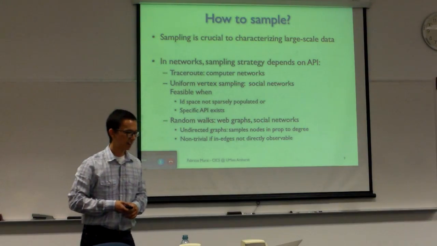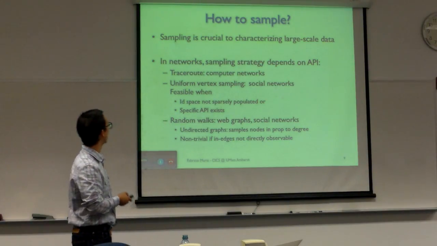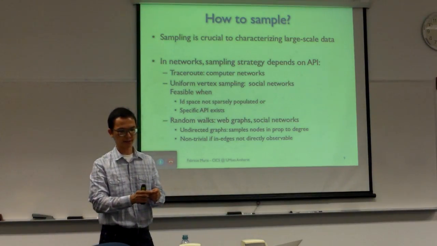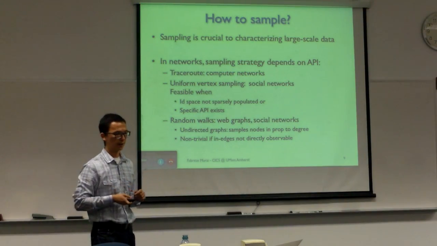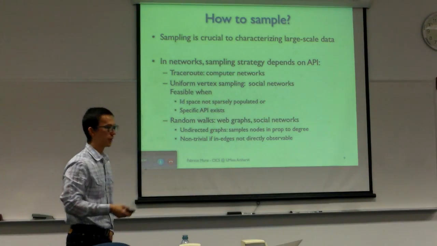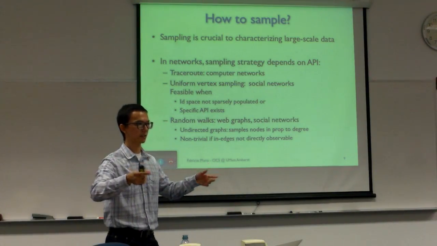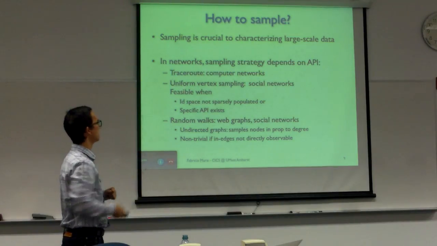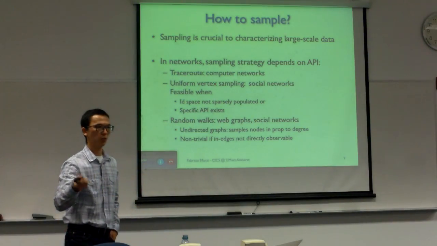Okay. So the sampling strategy is going to depend on this API. For example, you can use a software called traceroute to sample computer networks by sampling all the routers on a path between your computer and an IP on the internet. You might be able to do uniform vertex sampling in social networks if you know that the user IDs have a given number of bits. Then you can generate these IDs at random and check whether they correspond to a valid user or not. This is feasible when the ID space is not sparsely populated, or when a specific API exists for retrieving nodes uniformly.